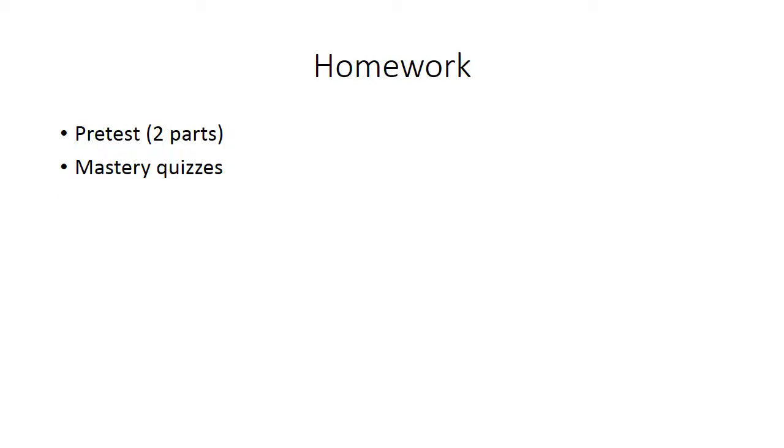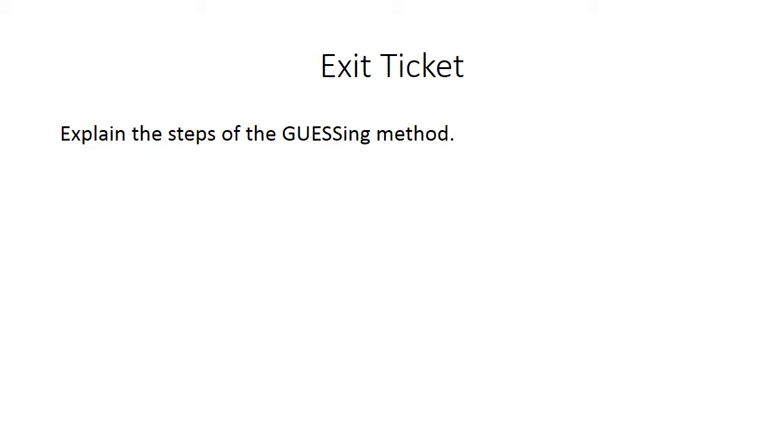Okay, your homework consists of the pretest, which is due Tuesday night, and your mastery quizzes. And your exit ticket was to explain the steps of the guessing method. Bonus points if your parents can tell me on Tuesday what it is.